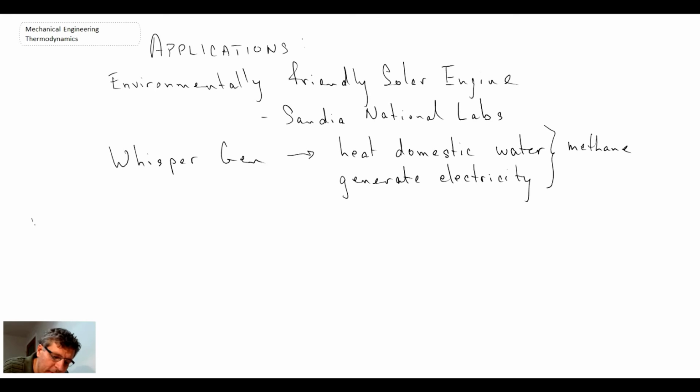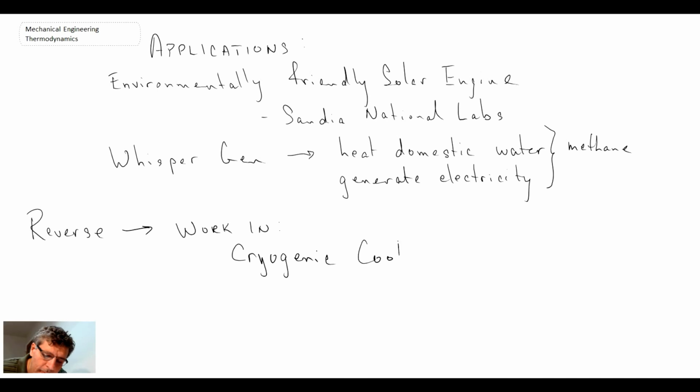Now, another thing, if you reverse this cycle and you put work in, the Stirling is actually a really good refrigeration system. And it's even used for cryogenic cooling. So you can cool things down to very, very low temperatures. Now, that's not a heat power cycle, but I just mention it because it can be used for cooling. It's lightweight refrigeration essentially, but it could be used for cooling electronics that are sensitive to thermal noise, for example.